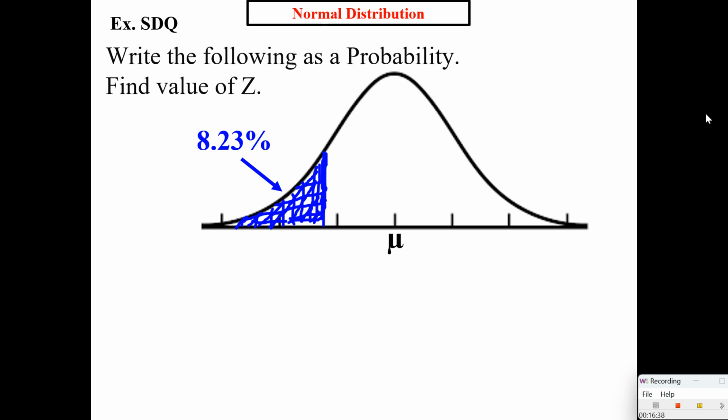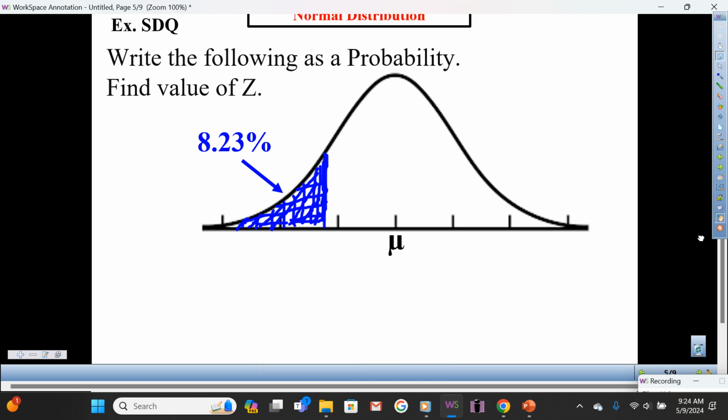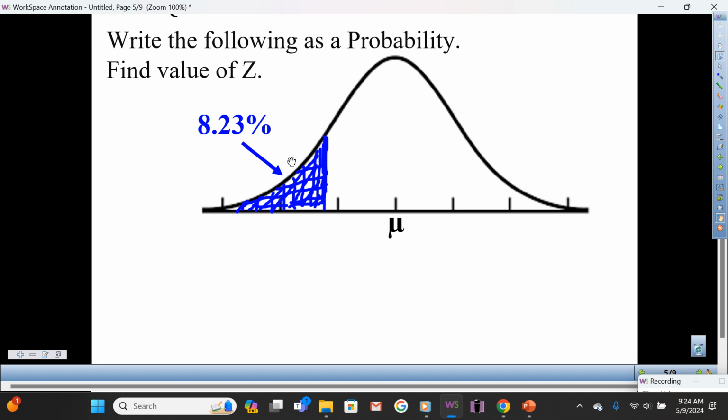All right. Now, you should be able to do this one by yourself because we're working our way backwards. So look at it. We need to find what? Z, is that correct? But they give us the percent under the curve already. So if we're working our way backwards, tell your neighbor what to do with that.